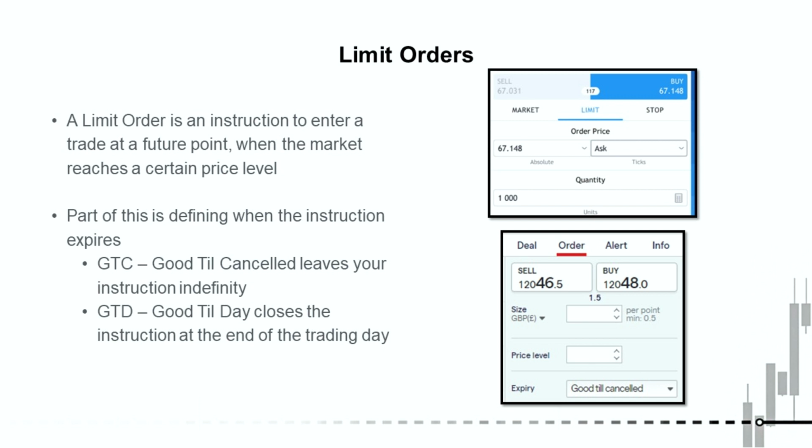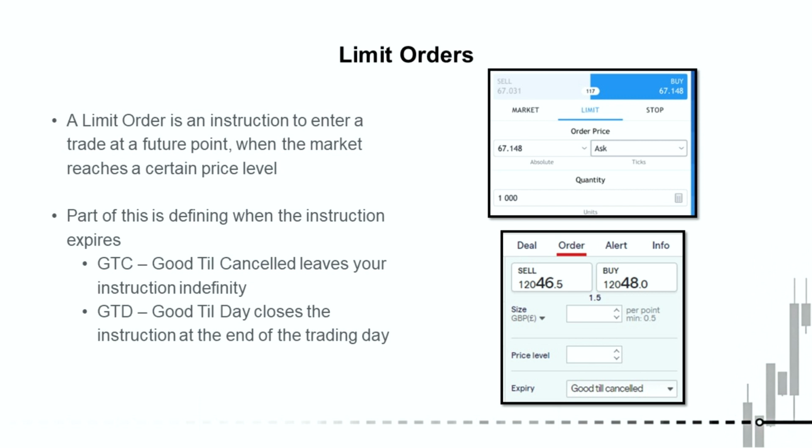And therefore, there is a time duration associated with this because you don't know how long it's going to take until the market gets to the price you want. This is where we look at different types of what we call order durations, because as part of the limit order, you have to tell the broker how long to leave that instruction there. There are a few different ways to configure this. The most popular is good till cancel, which basically means that the order stays in there until it's filled, indefinitely.